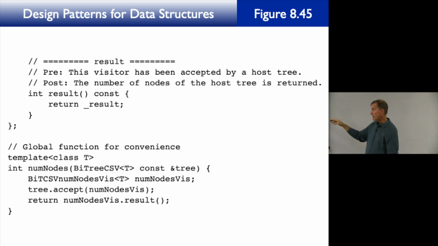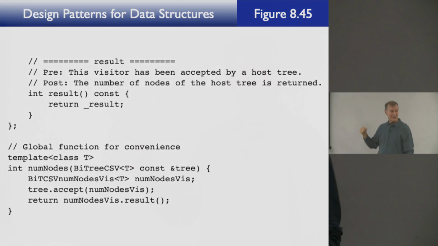If you wanted to know how many nodes are in my tree, you would pass what? You pass tree as a parameter, and what would this global function do for convenience? It would set up a little local visitor, tree.accept the visitor, and then that tree.accept sets the underscore result, and then this global function for convenience returns numnodes viz.result. Now let's see how we could do it the long way, the inefficient way.